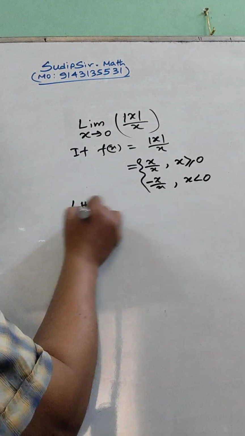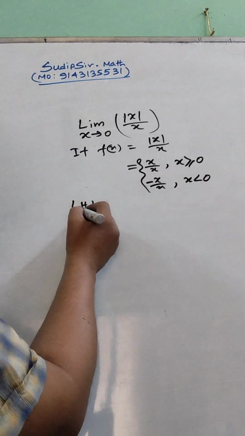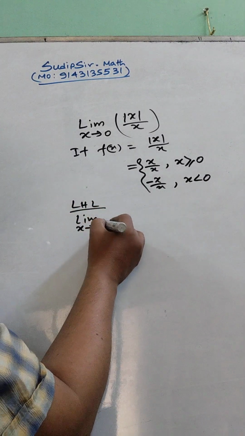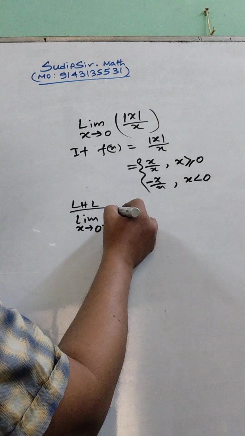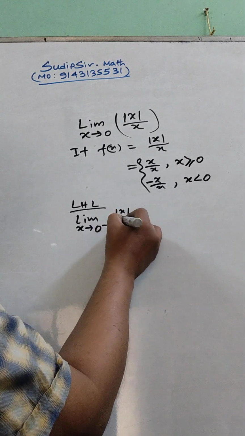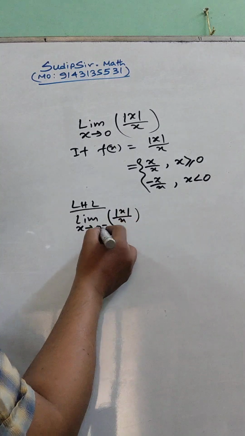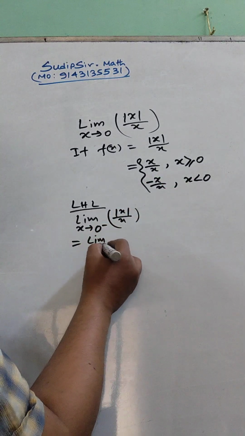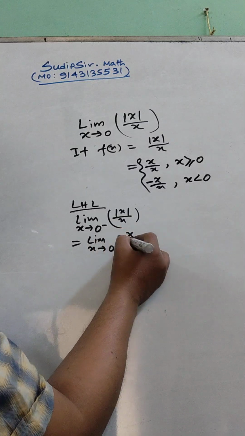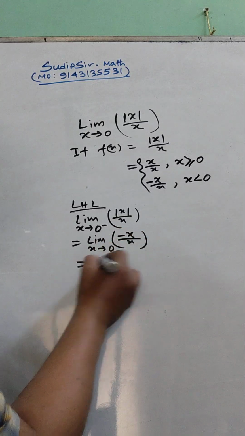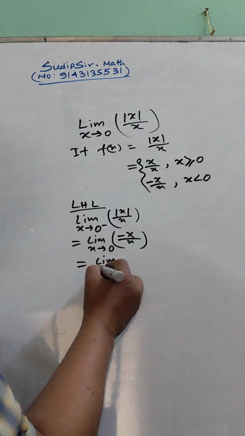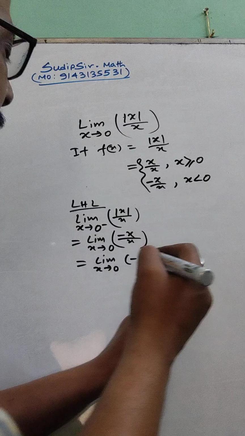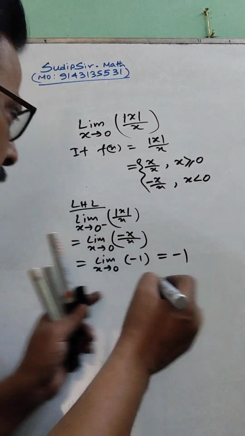Now LHL, left hand limit. LHL is limit x tends to 0 minus of f(x), which is mod x by x. For 0 minus, mod x is minus x. So limit x tends to 0 minus of minus x by x. It will cancel, so limit x tends to 0 minus of minus 1. That is, the left hand limit is minus 1.